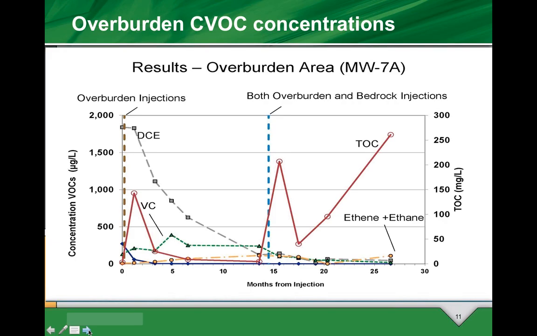So anyway, at monitor well 7A, our primary constituent at the outset was dichloroethene. You see after our first injection, it's declining. You can see the rise in TOC, which is that red line. We have an increase in vinyl chloride. Our TOC is quickly utilized. You can see we have another amendment and see the TOC rise, and we have some more ethene and ethane at this overburden monitoring well.